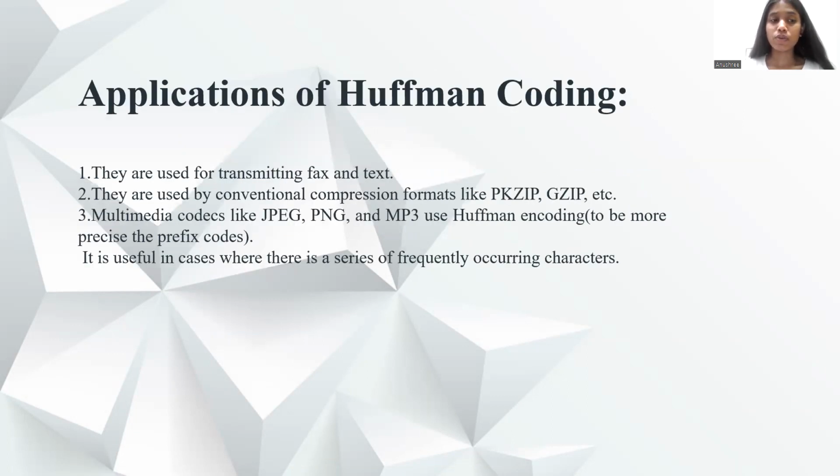Applications of Huffman code. These are used for transmitting facts and text. They are used for conventional compression formats like pkzip and gzip. Multimedia codecs like JPEG, PNG and MP3 use Huffman encoding, more precisely prefix codes. It's useful in cases where there is a series of frequently occurring characters. It is also used for encryption of data. While encoding and decoding, it saves the data from being corrupted.